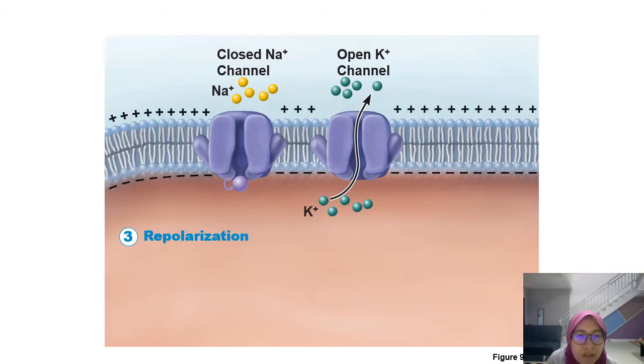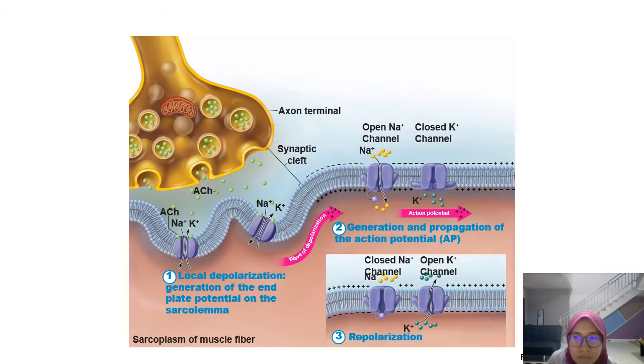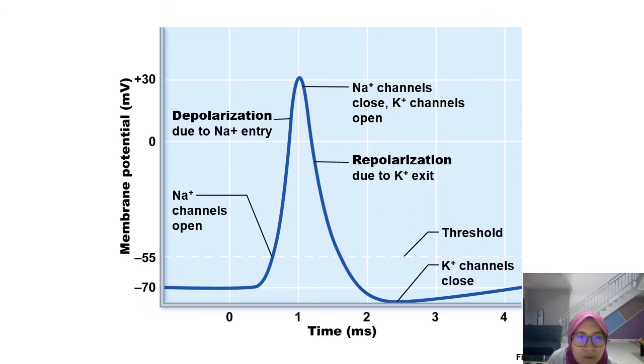And then repolarization, when our muscle has too many positive signs, the potassium here will go out. Alright, so depolarization is due to sodium entry, because the sodium has a positive sign. Because the sodium enters the muscle, it becomes depolarization.